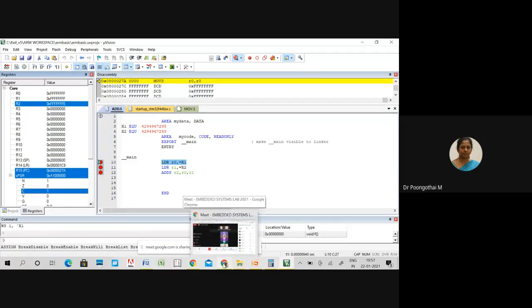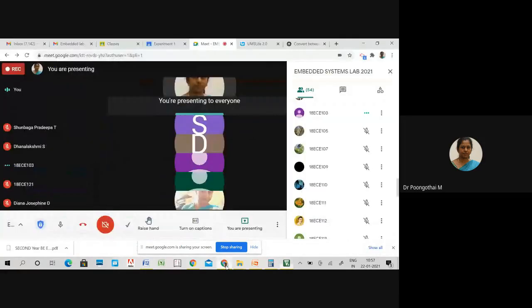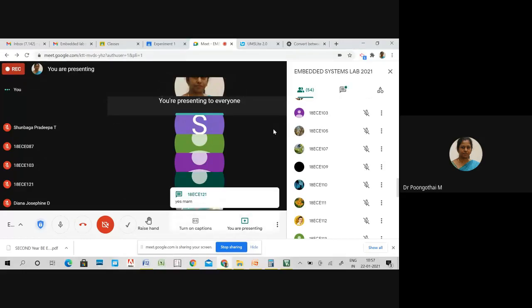In this way, we can access the 32-bit data from the data section using the LDR instruction. Okay, is that clear? Is that clear, students? Yes or no? Are you able to follow? Any clarification on the LDR instruction?